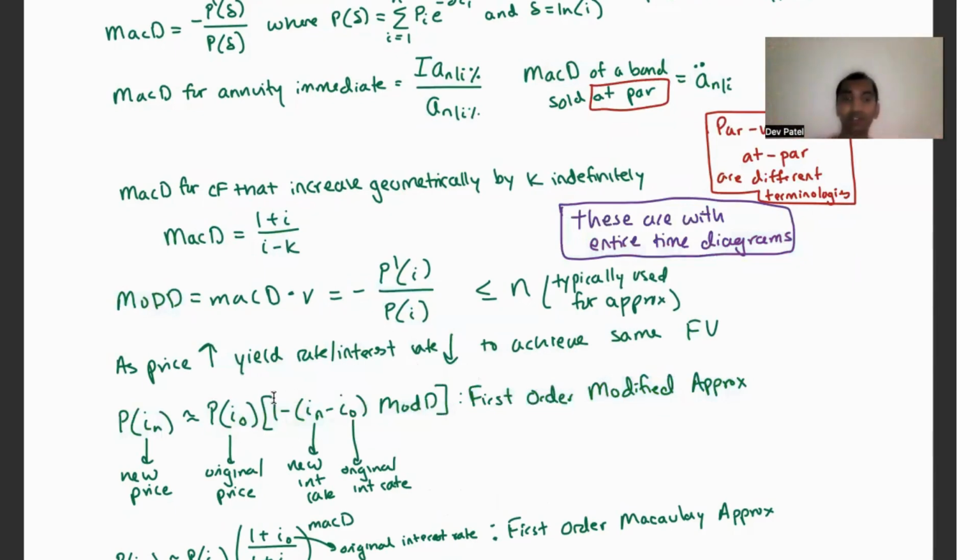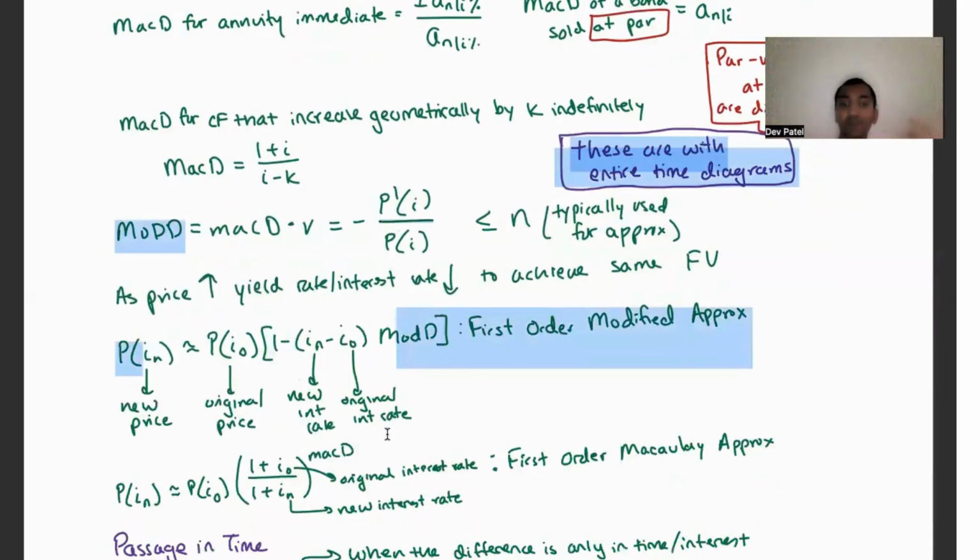This is a first order modified approximation if you want to calculate the impact of a change in interest rate. So let's say you know what the modD is, you know your payments, you know what the original interest rate was, and you know what the original price was at that interest rate. Now you want to change the interest rate and get an approximation for how that's going to change the actual price. So you can use this formula. We won't go through the derivation here, but this is something that should be memorized.